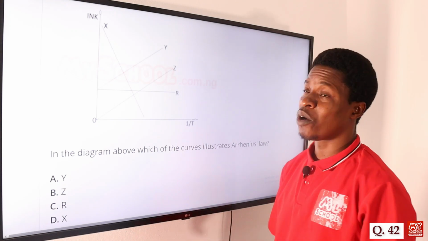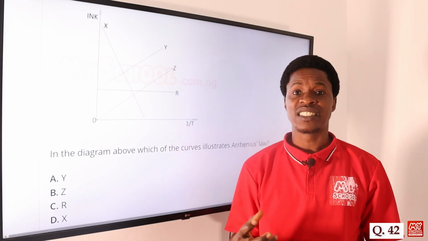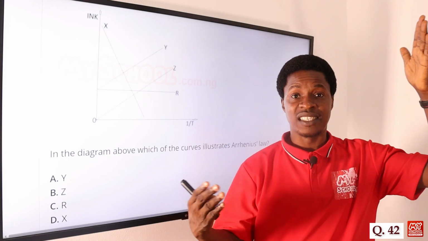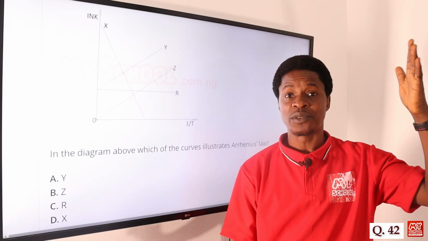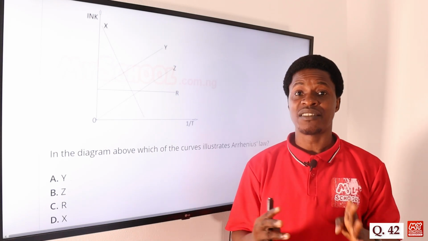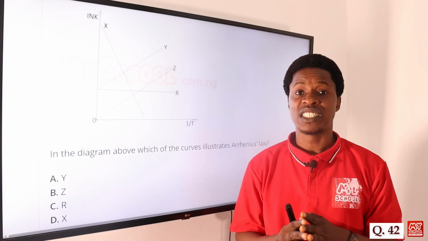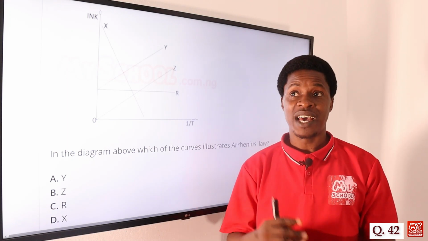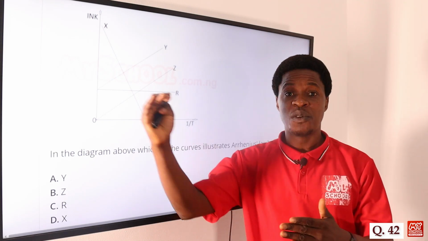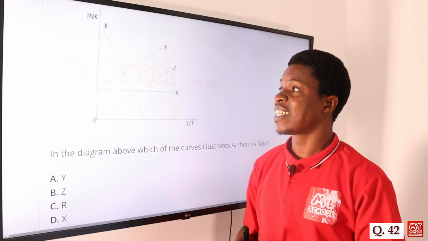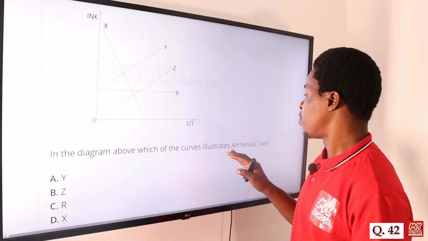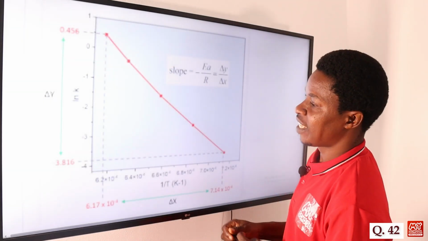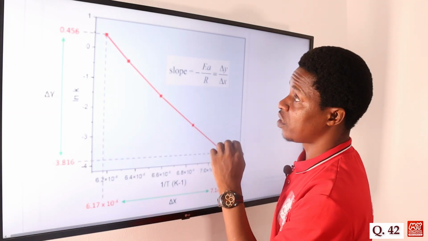When we talk about Arrhenius law, we are looking at plotting a graph between natural log K and the reciprocal of absolute temperature, 1 over T. Looking at the relationship, we have a slope of Ea over R. Ea is the activation energy. Let's look at a diagram that illustrates the Arrhenius law, just an example to show the Arrhenius law.